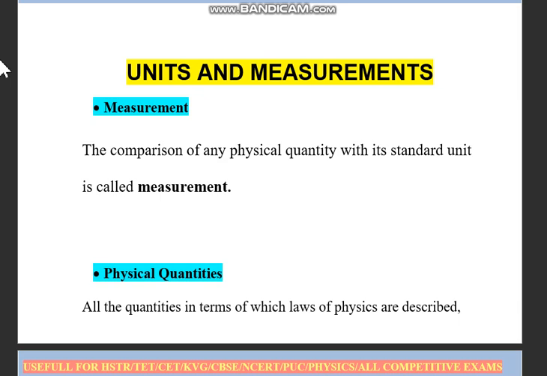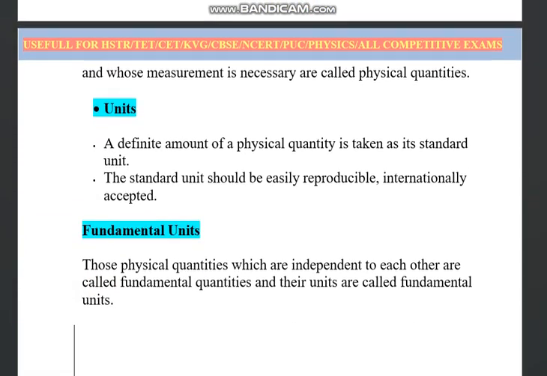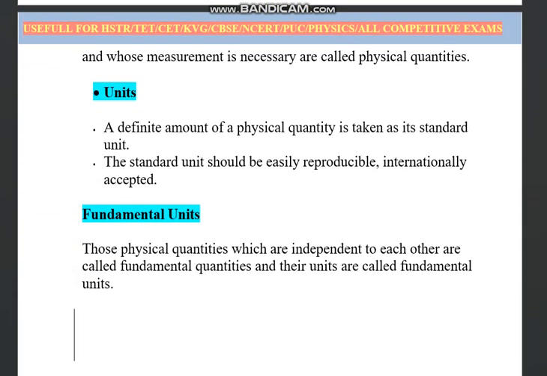So what is the meaning of measurement? The comparison of any physical quantity with its standard unit is called measurement. So what is the meaning of physical quantity? All the quantities in terms of which laws of physics are described, and whose measurement is necessary, are called physical quantities.